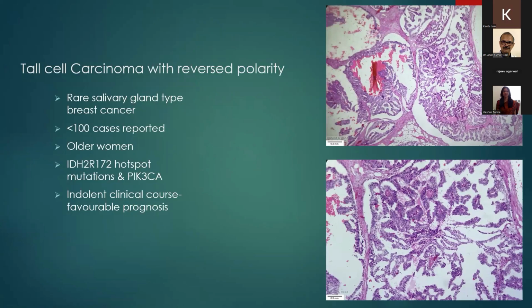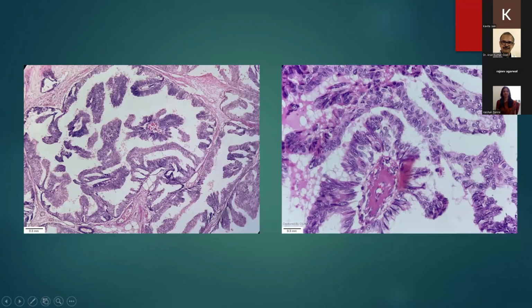A new kid on the block, tall cell carcinoma with reverse polarity, included in the 5th edition of WHO, just mimics your papillary carcinoma of the thyroid. Less than 100 cases have been reported till now, generally seen in the 6th to 7th decade. So what are these tumors? They have solid cystic type of spaces with papillary proliferation, and you have columnar type neoplastic cells around these fibrovascular cores. They look like a papillary carcinoma. Occasionally, nuclear grooving or optically clear nuclei might be seen in these tumors.